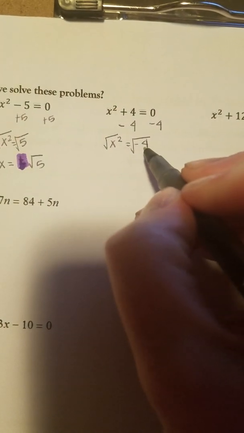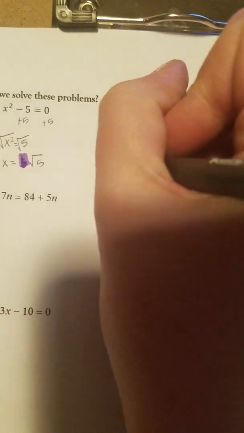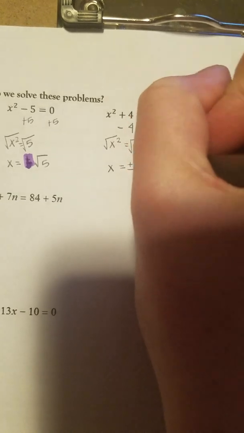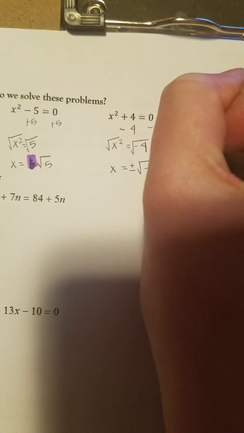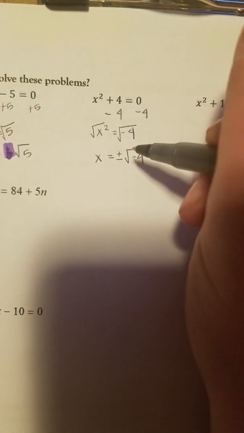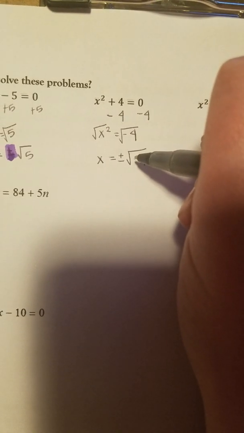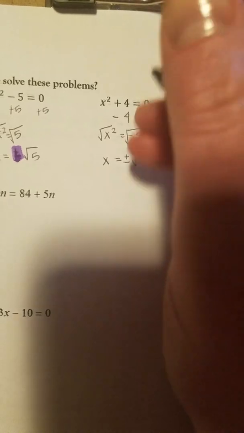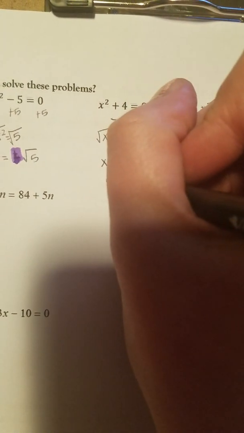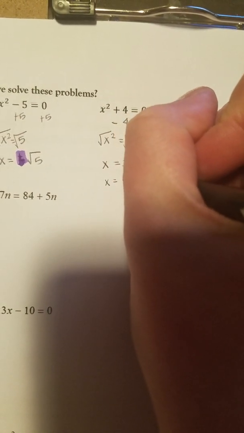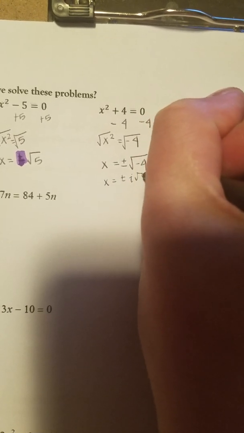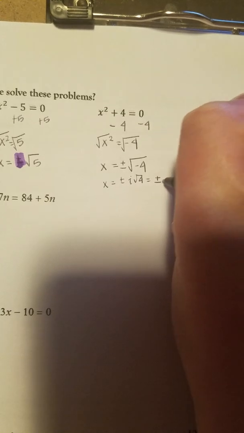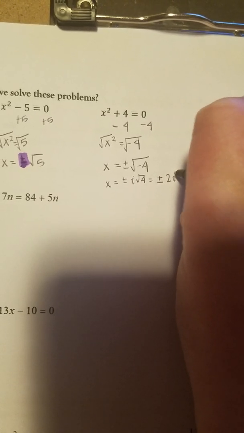Okay, notice we have a negative under this square root. First, I'll say x equals plus or minus square root of negative 4. That's not good enough, right? When we have a negative under a square root, we always remember that we need to pull out an i. So x is going to equal plus or minus i square root 4, which equals plus or minus 2i.